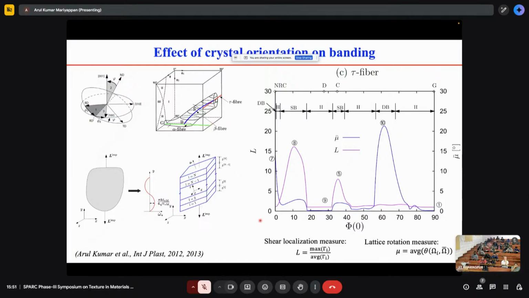And then we have predicted what are all the crystal orientations that can lead to shear banding or deformation banding. Here we have two measures. One is called the shear localization measure, which quantifies whether we have any shear localization. Then the lattice rotation measure quantifies whether we have any significant lattice reorientations.